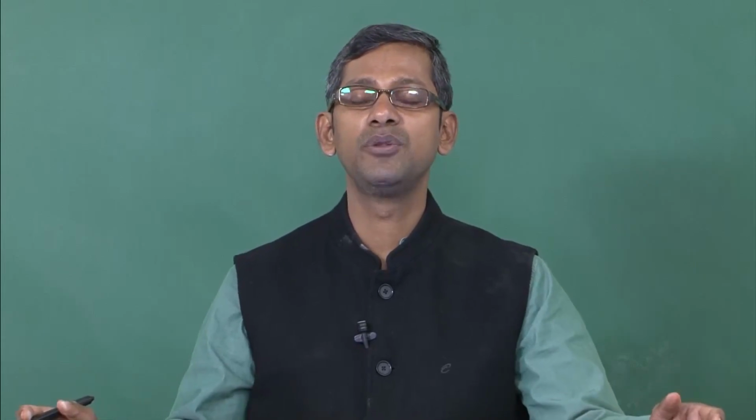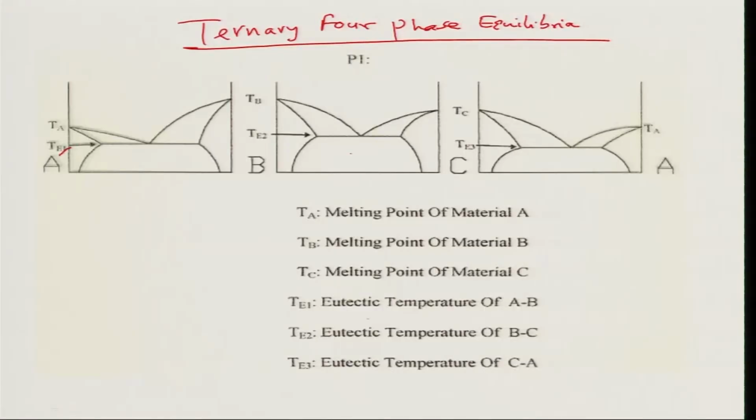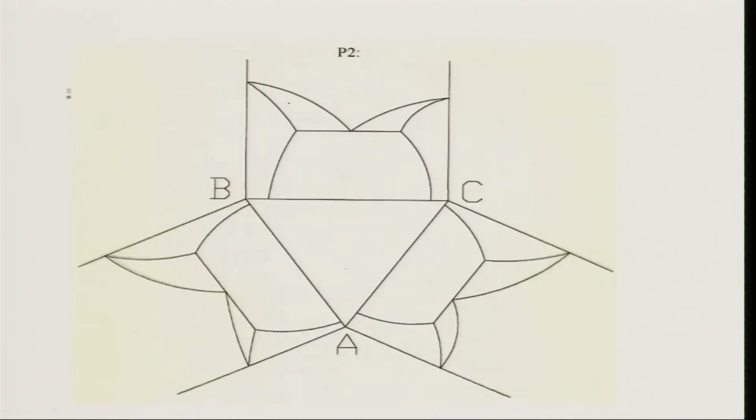As we have been doing for the last few lectures, a ternary 4 phase eutectic equilibria in case of type 1 involves all the binaries having eutectics. Like AB binary is a eutectic TE1, BC binary is a eutectic TE2, CA binary is a eutectic TE3, and here you see A has lower melting temperature than B, or B has the higher melting temperature. This is the system. So, you have eutectic between AB, BC and CA, right, you can see here.